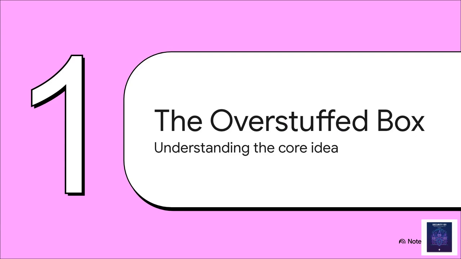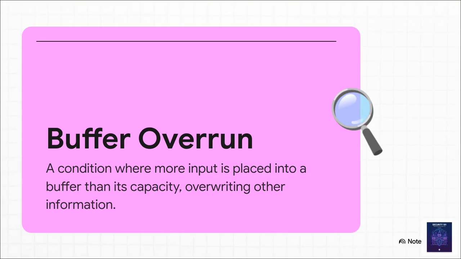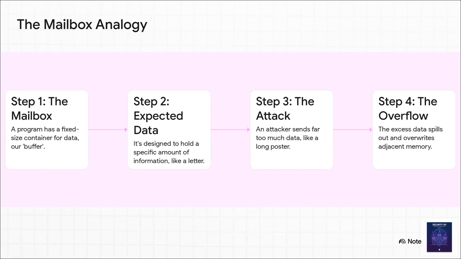Let's forget all the technical jargon for a second and break it down with a super simple analogy. Okay, so here's the official definition from NIST. It talks about putting more input into a data area than it was made for, which overwrites other information. Which, yeah, is technically correct, but it's also a little dry, isn't it? What does that actually look like? Let's go back to our analogy.